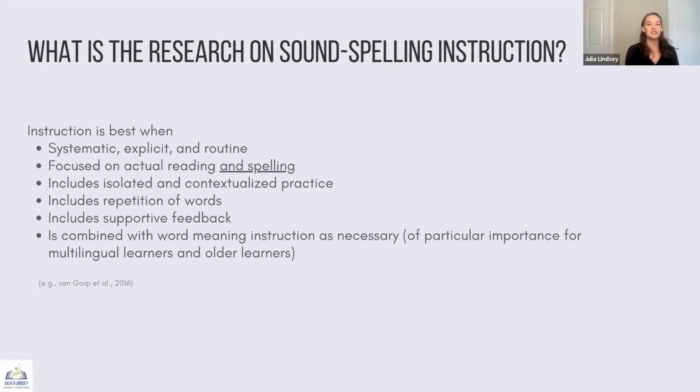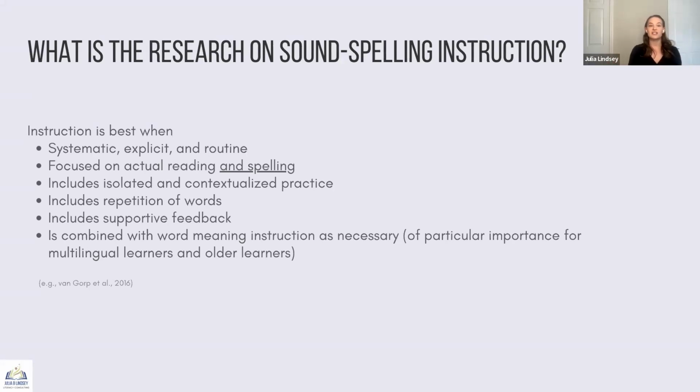We also see that instruction is best when we have some repetition of words. You might recall in our first session, we talked about orthographic mapping and how generally we see that readers need 1 to 8 times of seeing and decoding a word to hold that word in long-term memory, or in an orthographic map. So we do see that some repetition, especially over time, is supportive of children's learning.